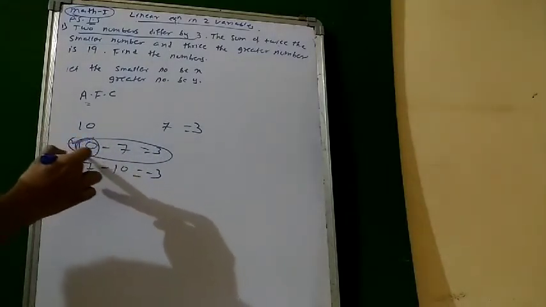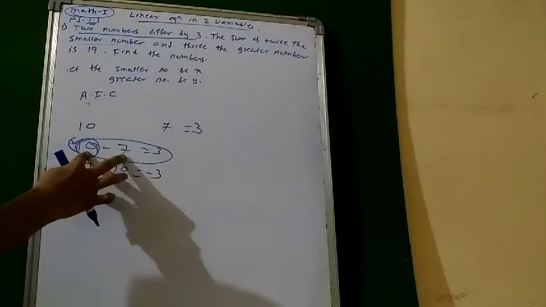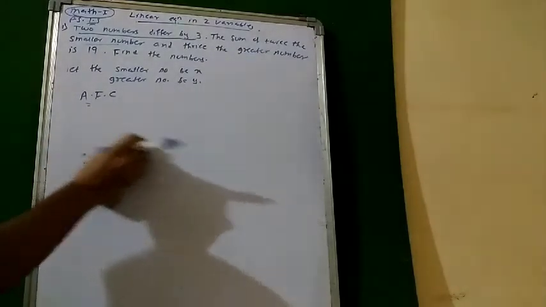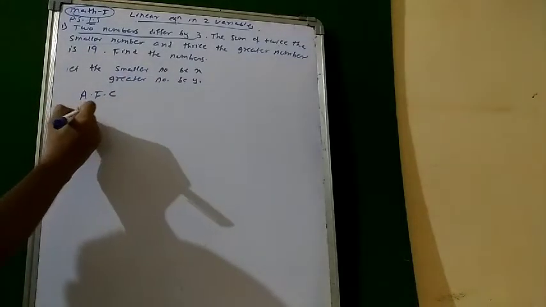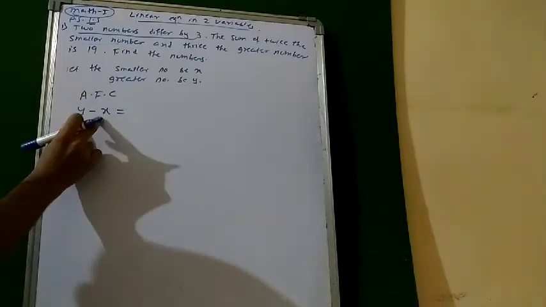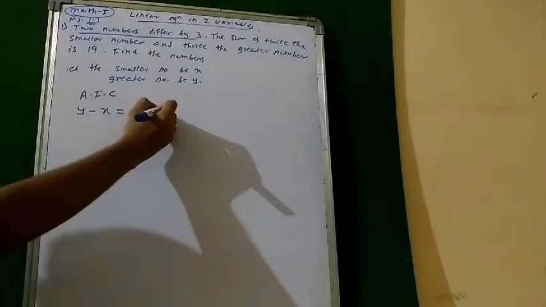So what hint is there in this? That whenever we are writing the difference, the first number should be the greater number and the second number should be the smaller. If this is greater and this is smaller, then only we will have a positive difference, or else we will have a negative difference. Okay, so you should keep in mind that. So while writing the difference, what is the greater number? The greater number is y. Therefore the first condition is y minus x. Differ means difference. Difference is minus sign. Difference is 3. So this is the first equation.